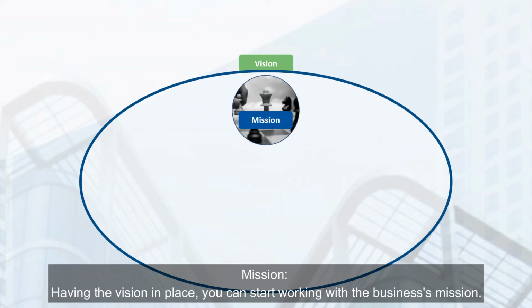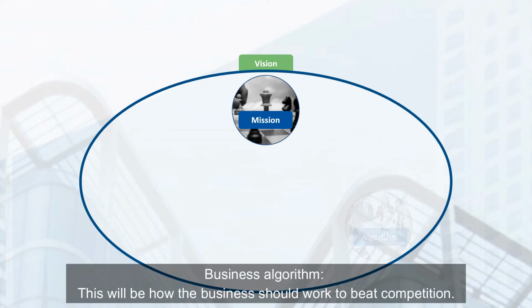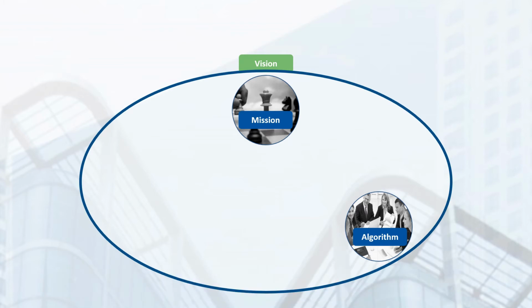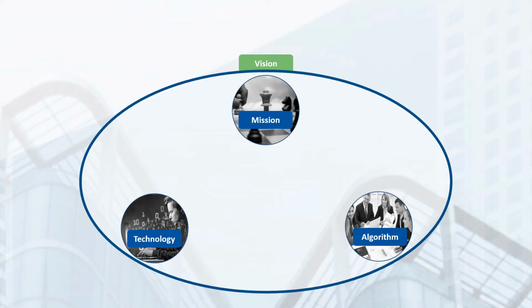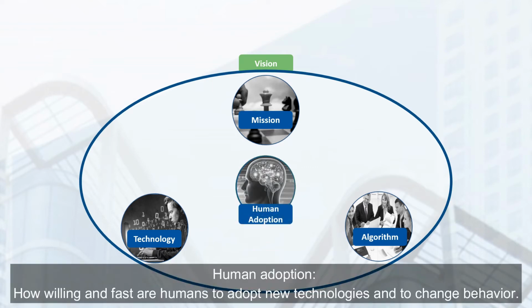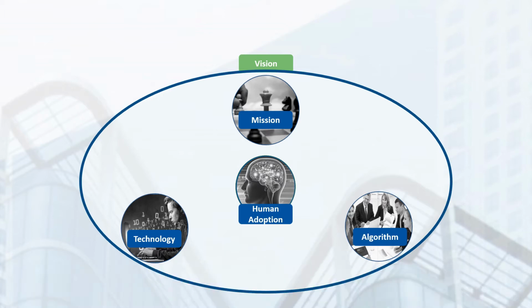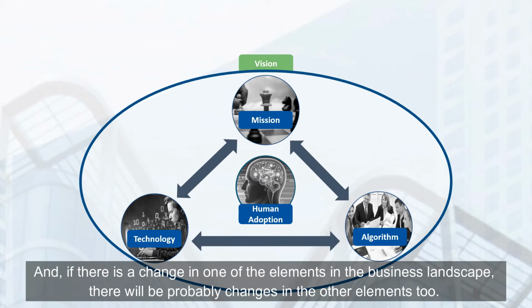Mission. Having the vision in place, you can start working with the business's mission. Business algorithm. This will be how the business should work to beat competition. Technology. How is technology going to be used in the business algorithm to fulfill vision and mission? Human adoption. How willing and fast are humans to adopt new technologies and to change behavior? And, if there is a change in one of the elements in the business landscape, there will probably be changes in the other elements too.